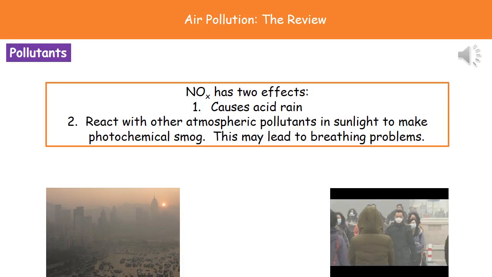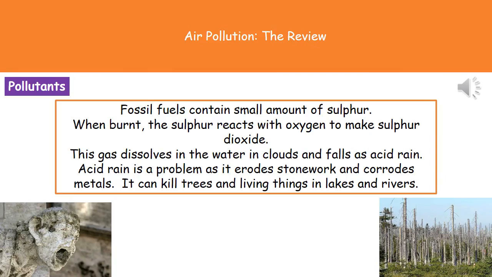In our fossil fuels we've also got small amounts of sulfur. So when we burn that fossil fuel, the sulfur present in them is going to react with oxygen to make sulfur dioxide. Now sulfur dioxide is going to travel up into our atmosphere, and then it's going to dissolve in the water in our clouds. And as a result of that, we're going to generate our acid rain as it falls.